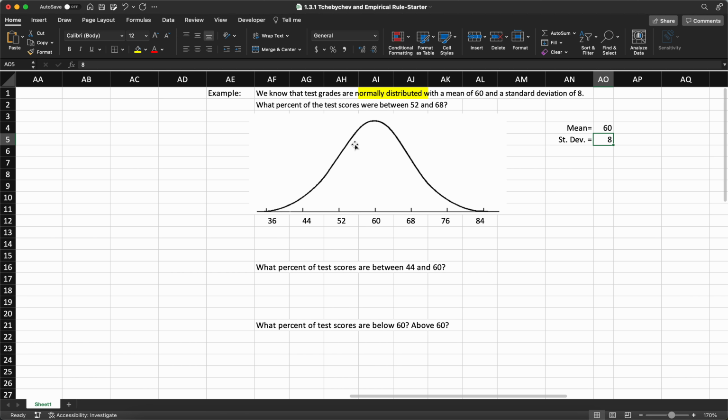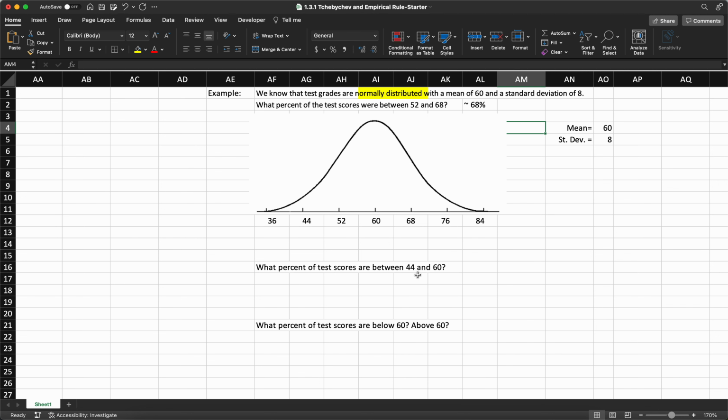Okay, so we know that within 1 standard deviation, there's 68% of our data. So the answer to the first question is 68%. And again, it never hurts just to put a little approximately 68%. Okay, we don't know it's exactly 68%, but it's going to be approximately 68%.